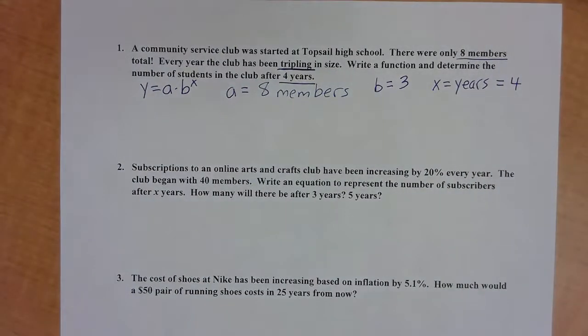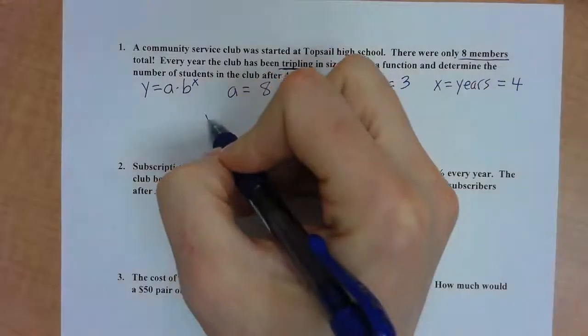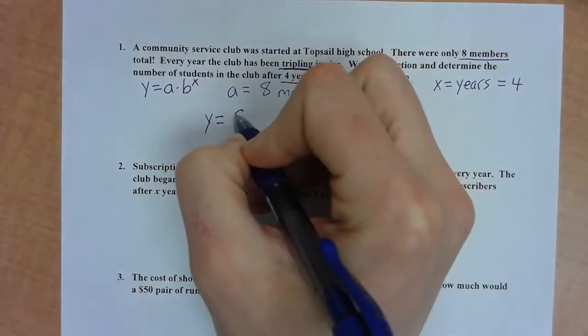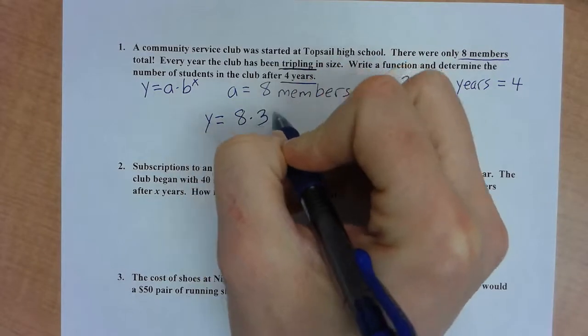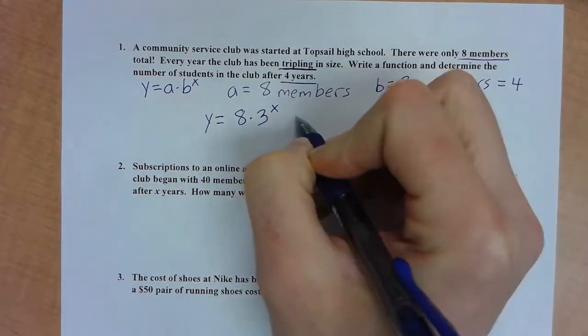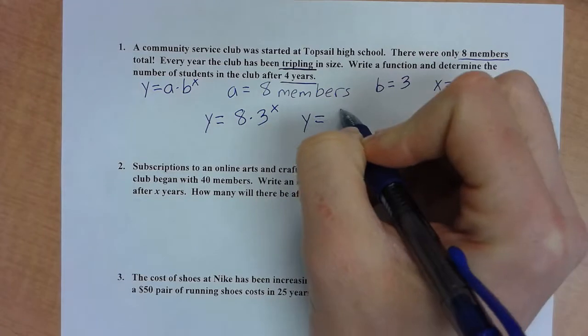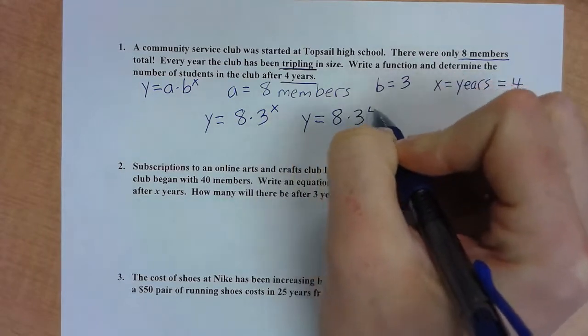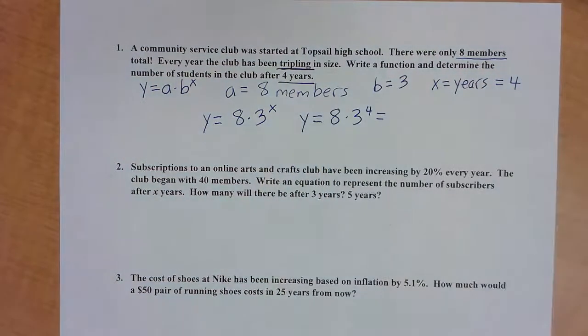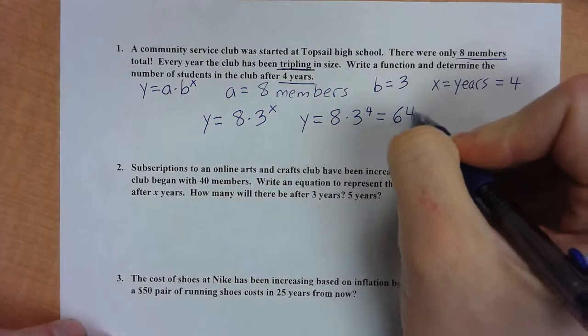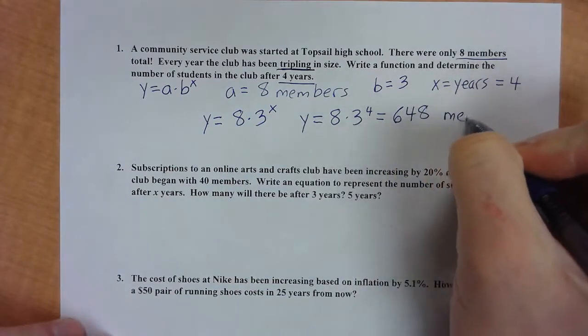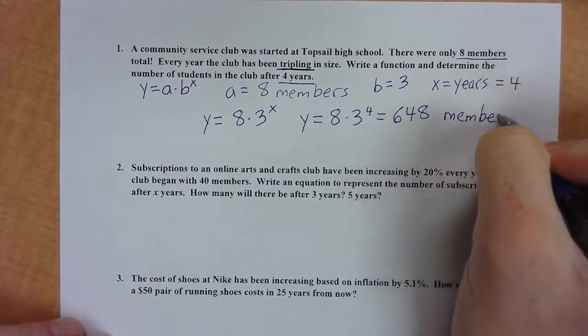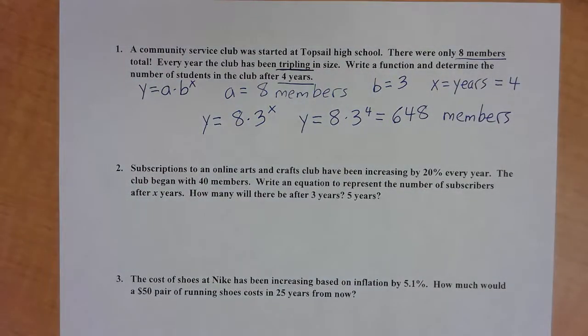And we have everything we need. We just kind of fill in our equation. Y equals 8 times 3 to the x. And to get our answer, 8 times 3 to the 4th, if we grab our calculator, 8 times 3 to the 4th equals 648 people, or members in the case of this problem, which is quite a lot for a community service club.